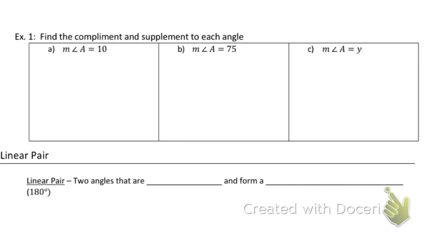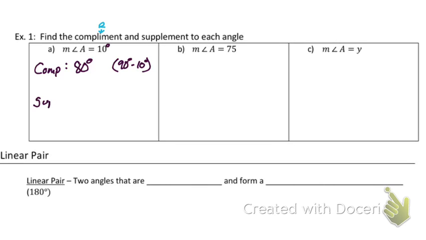All right, find the complement and the supplement. That's actually spelled wrong, but this should be complement and supplement to each angle. Measure of angle A is 10. So we're going to do our complement and then we're going to do our supplement. Well, our complement is just going to be 80 degrees because 80 plus 10 equals 90. In other words, all we had to do was take that 90 degrees and subtract 10 degrees from it.